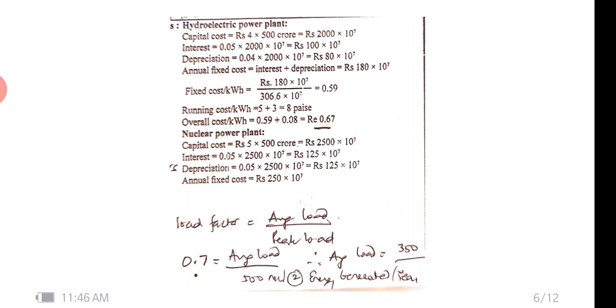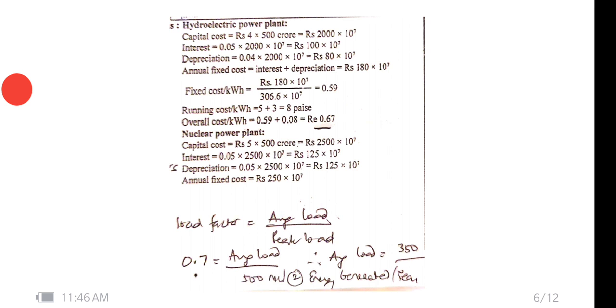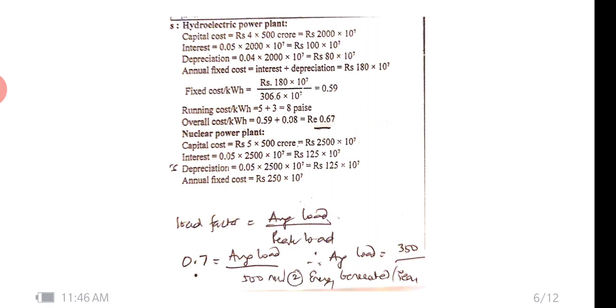capital cost. So first we will discuss the hydroelectric power plant. Hydroelectric power plant capital cost is 4 crore rupees per megawatt. So 4 crores into 500 megawatt, you will get 2000 crores. So we have written 2000 into 10 raised to 7.